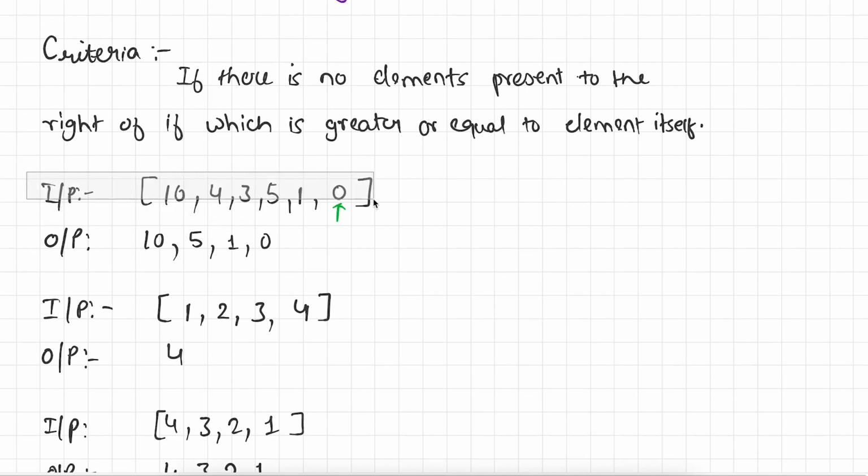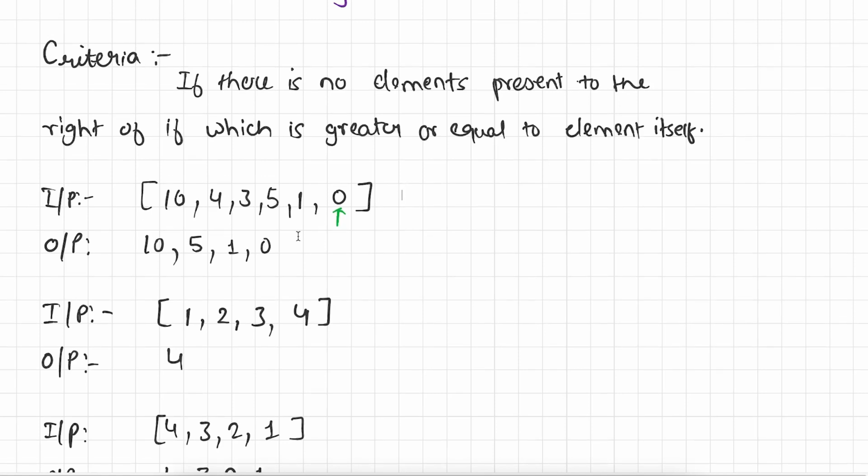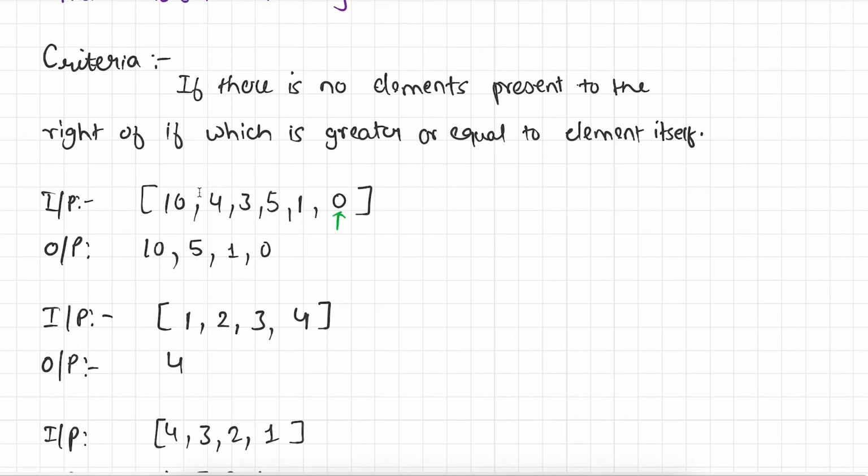Let's see this example. In this example we are given an array with these elements: 10, 4, 3, 5, 1, 0. You can see that 10 is a leader because there is no element to the right of 10 that is greater than or equal to 10. Similarly, 5 is also a leader, 1 is also a leader, and 0 is also a leader because there is no such element to the right of 0 that is greater than or equal to 0.